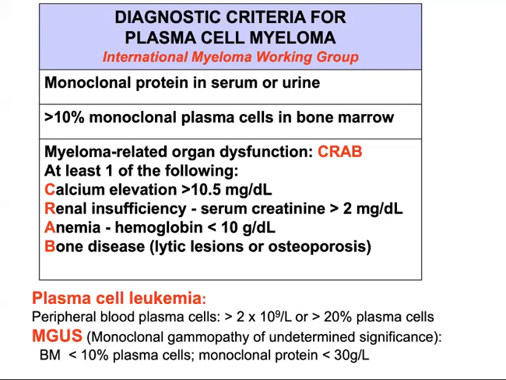And plasma cell myeloma is different than plasma cell leukemia. Plasma cell leukemia happens when the peripheral blood has more than 2,000 of the plasma cells, the absolute count, or more than 20% plasma cells in the peripheral circulation. And then monoclonal gammopathy of undetermined significance means that there is less than 10% plasma cells and less than 30 grams of monoclonal protein.